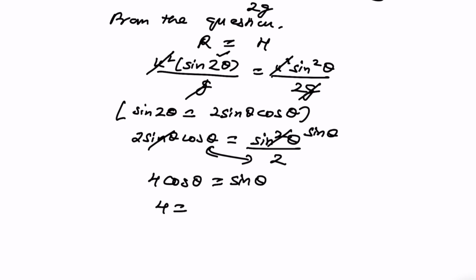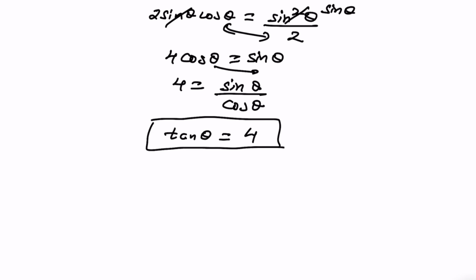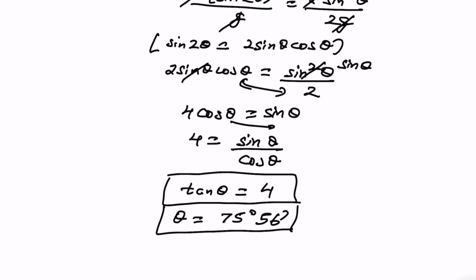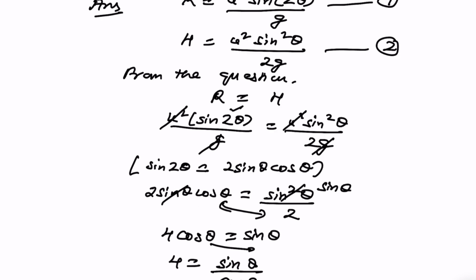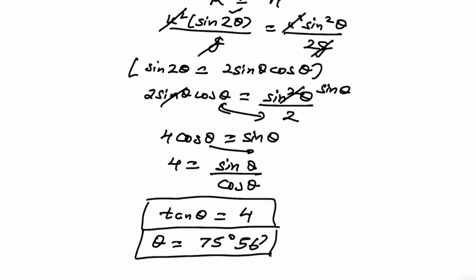So 4 will become equal to, if this cos theta goes down, sine theta upon cos theta. And we know the value of sine theta upon cos theta is how much? Tan theta. So tan theta की value कितनी आ गई? 4 आ गई. And if you find the value of theta, that will be 75 degree 56 minutes. So if we throw an object at an angle of 75 degree 56 minutes, its range and the maximum height will be same.